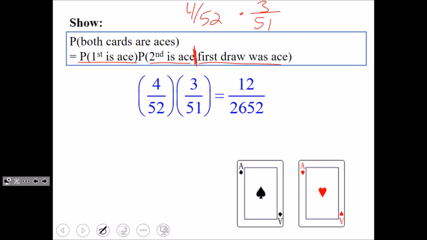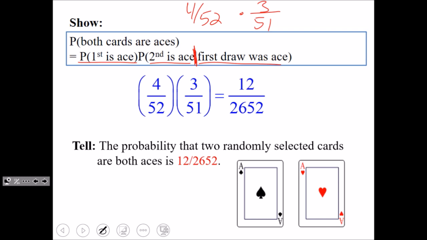Now I want to tell what my answer was. I want to think about what I'm doing, show my work, and then tell my answer. The probability that 2 randomly selected cards are both aces is 12 out of 2652. Tell my answer in a nice, clean, clear sentence.